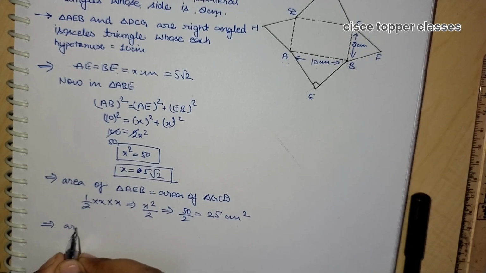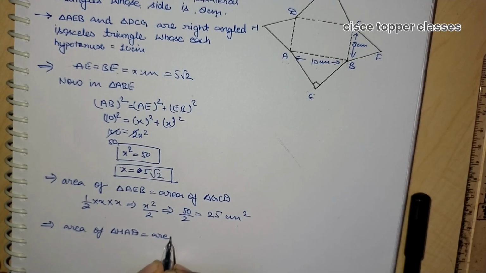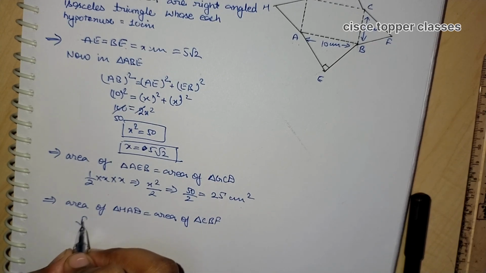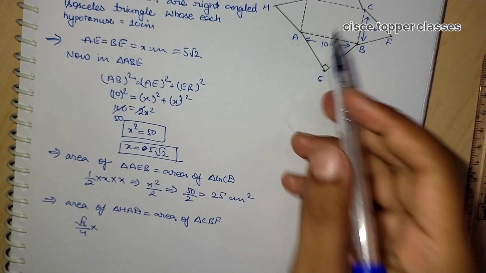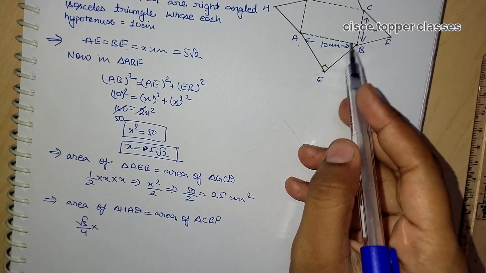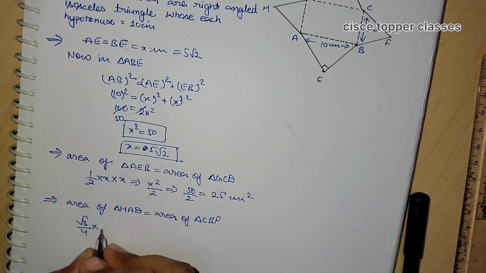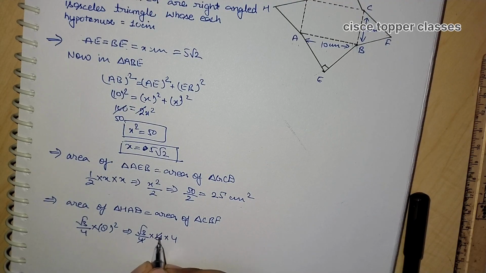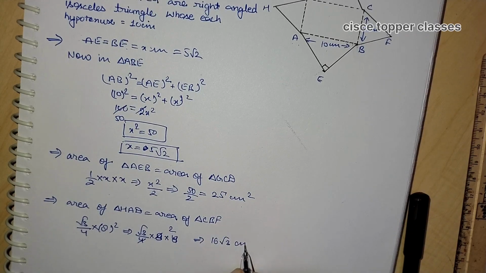Now again we have area of equilateral triangle HAD is equal to area of triangle CBF. Because these are equilateral triangles, the sides are equal here. We can write the area as under root 3 by 4 into side ka whole square. So side will be 8 because it is an equilateral triangle. Three sides will be equal only. So 8 ka whole square. We can write under root 3 by 4 into 8 into 8. This will be cancelled out and we will get 16 under root 3 centimeter square.